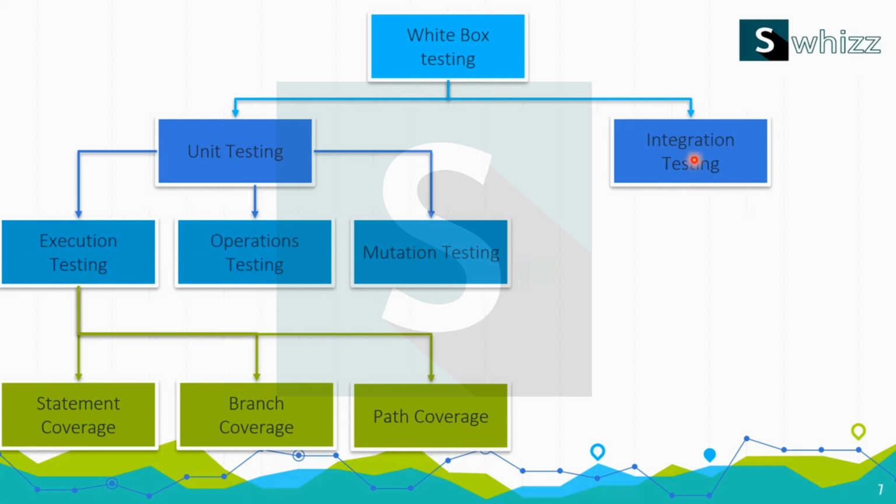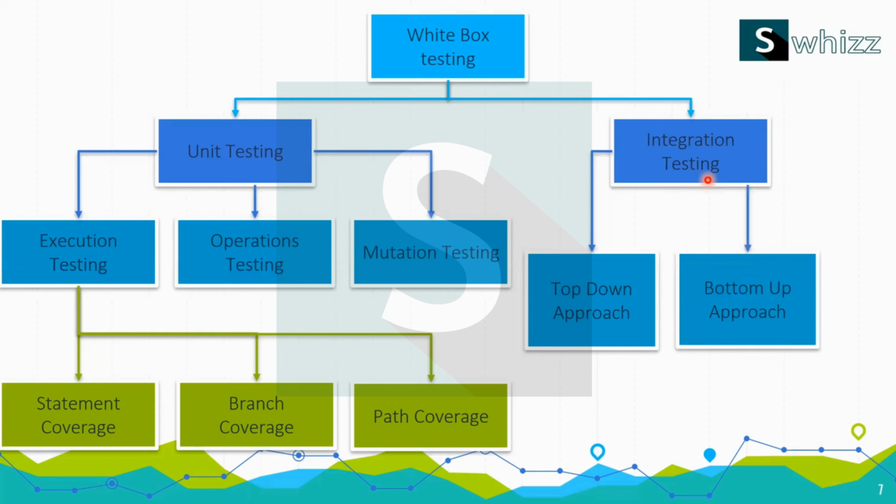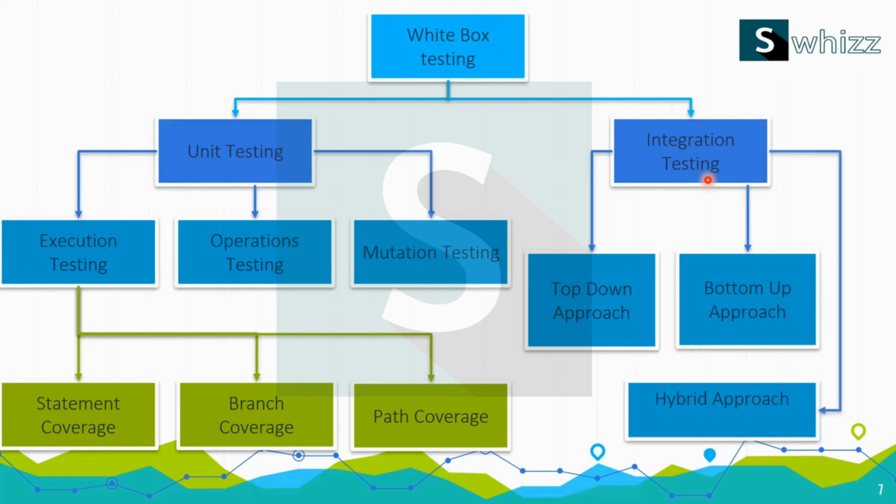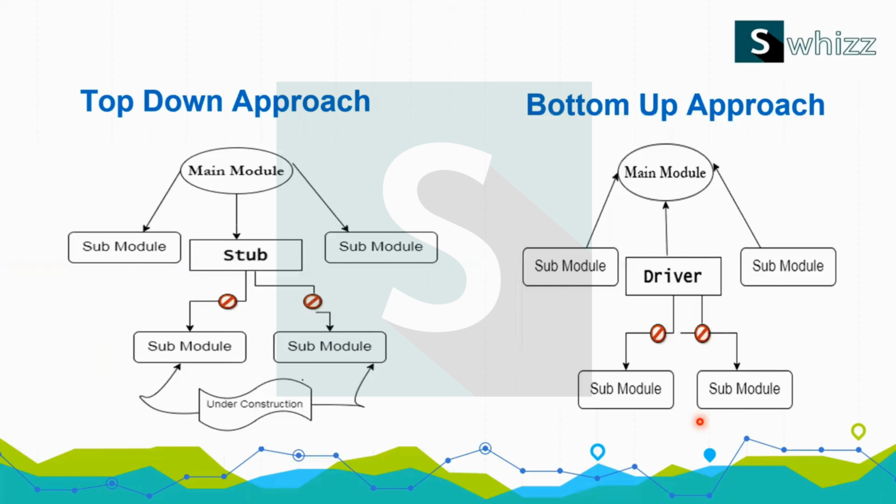Okay, is the business flow working as per our expectation, or have any changes happened in the business flow? To make sure of that, we have to perform integration testing. Here again there are three types: one is the top-down approach, one is the bottom-up approach, and the combination of top-down and bottom-up is the hybrid approach.